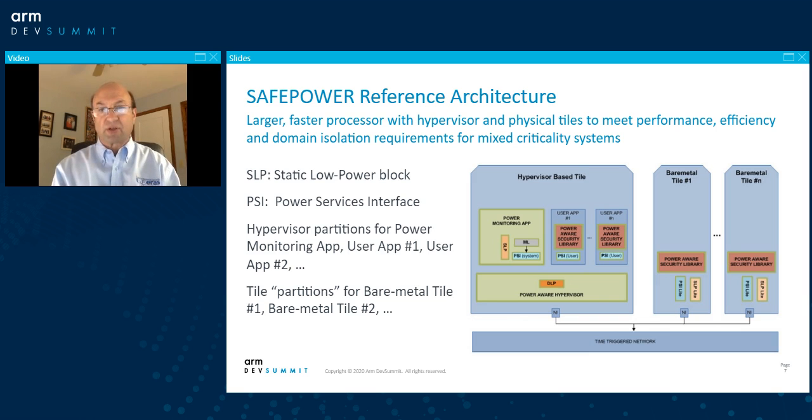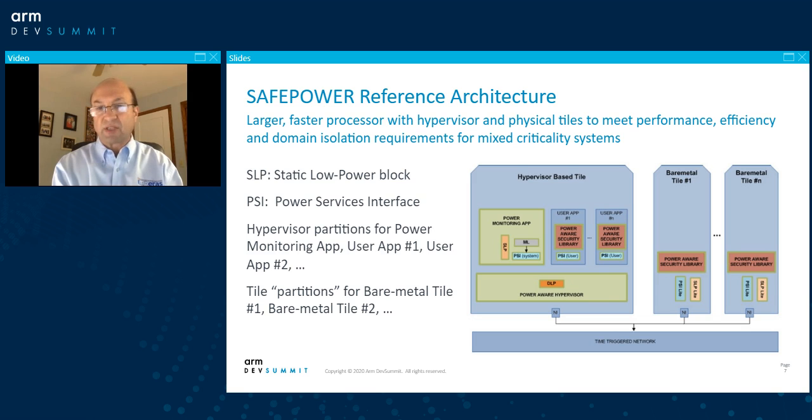The SafePower reference architecture incorporated a larger, faster processor with both hypervisor and physical tiles to meet the performance, efficiency, and domain isolation requirements for mixed criticality systems. We see here this hypervisor-based tile, which is actually running on the dual-core ARM Cortex-A9 processors, and we see in particular a power monitoring application in the hypervisor, as well as additional user applications.